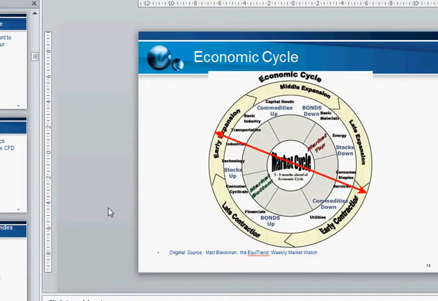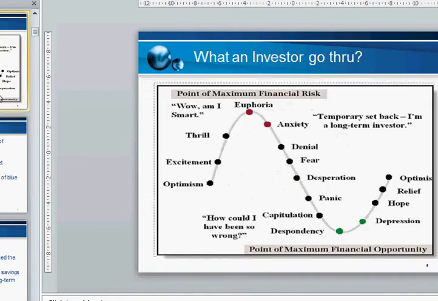We can see that over here we are somewhere here, either in denial, fear, desperation, or panic. Definitely at this point in time we are not in optimism, excitement, thrill, or euphoria. We are on this part. But the only problem is we do not know where we are in this part. Are we near the bottom, near despondency, depression, or are we near fear and aspiration? But what we know is we are on the way down.